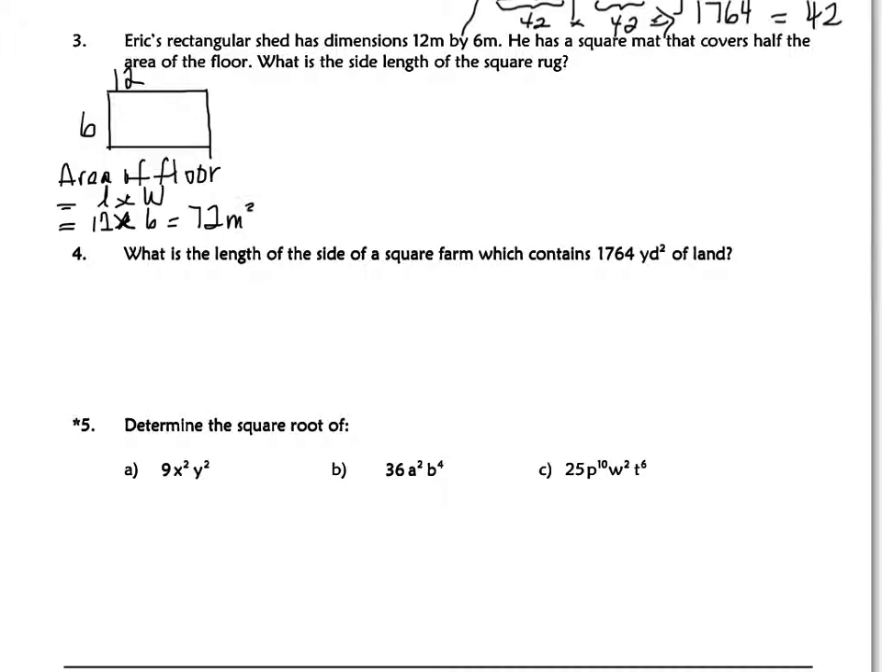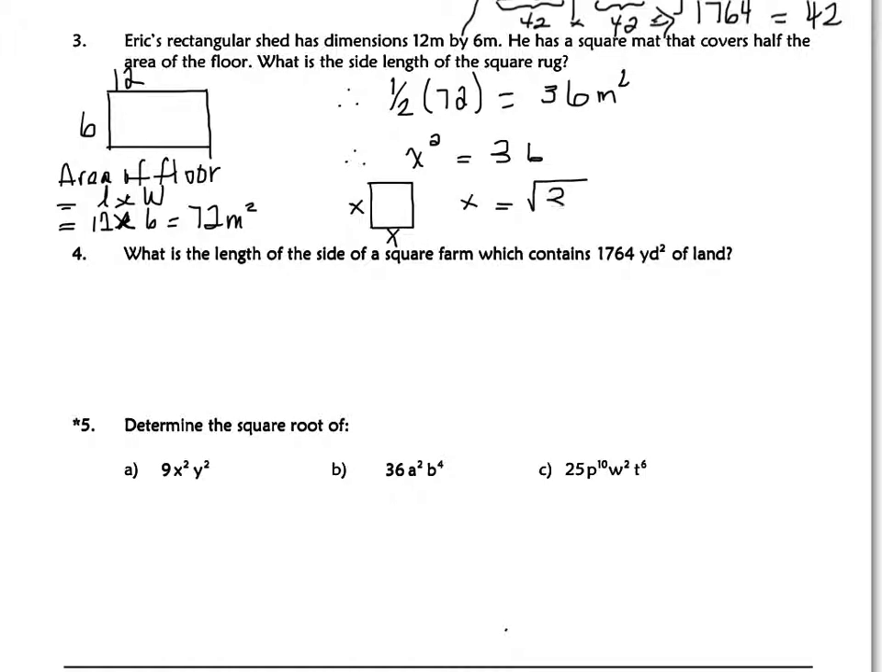meters squared. So therefore, half of 72 would be the area of the square mat, 36 meters squared. So therefore the side length, if we talk about the square mat, the side lengths would be the same, so it would be x and x, so therefore x squared would equal 36, and x should be the square root of 36, which you should know is 6, and it would be meters.